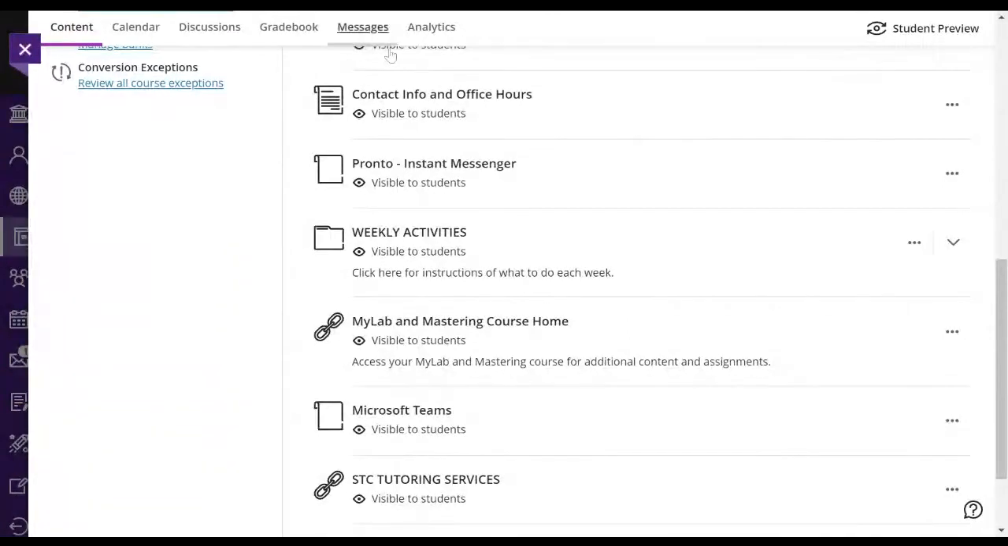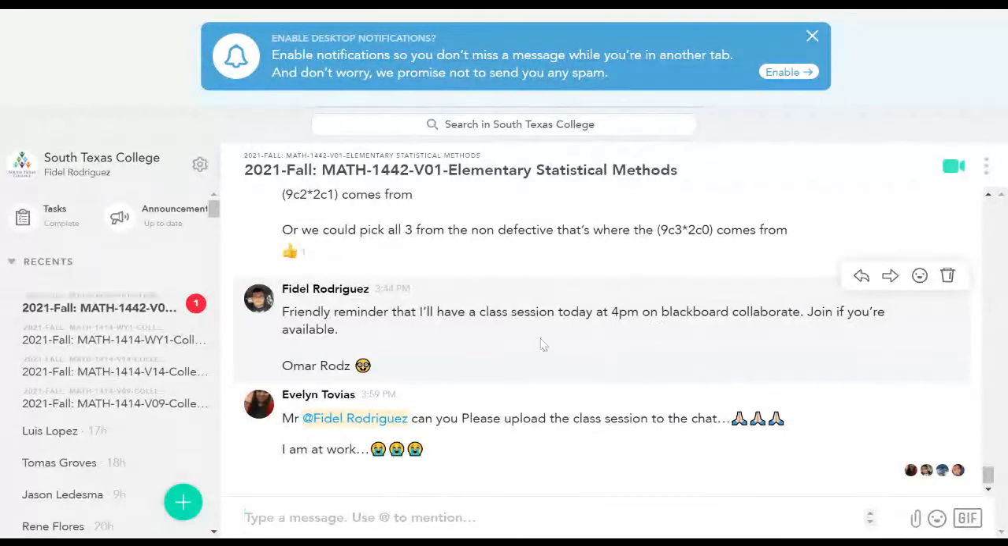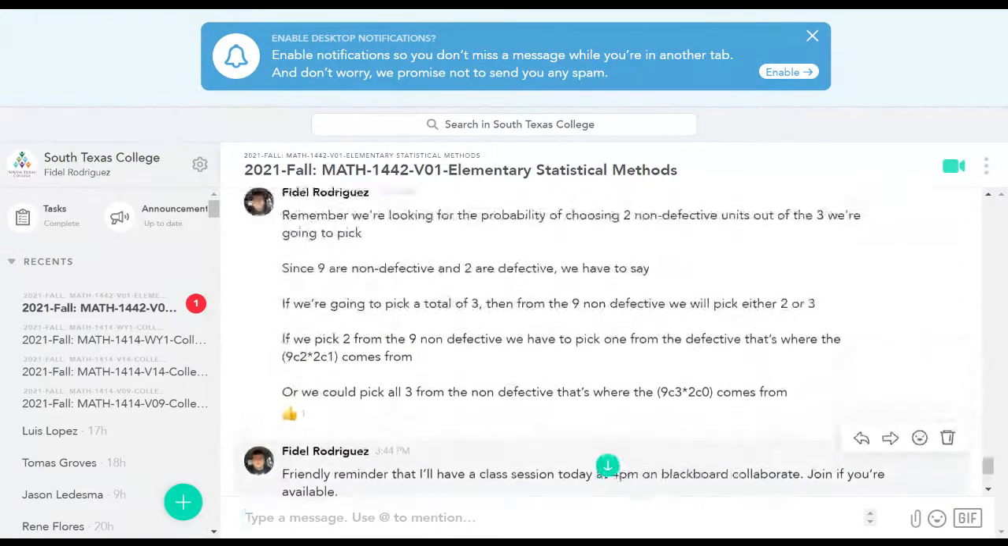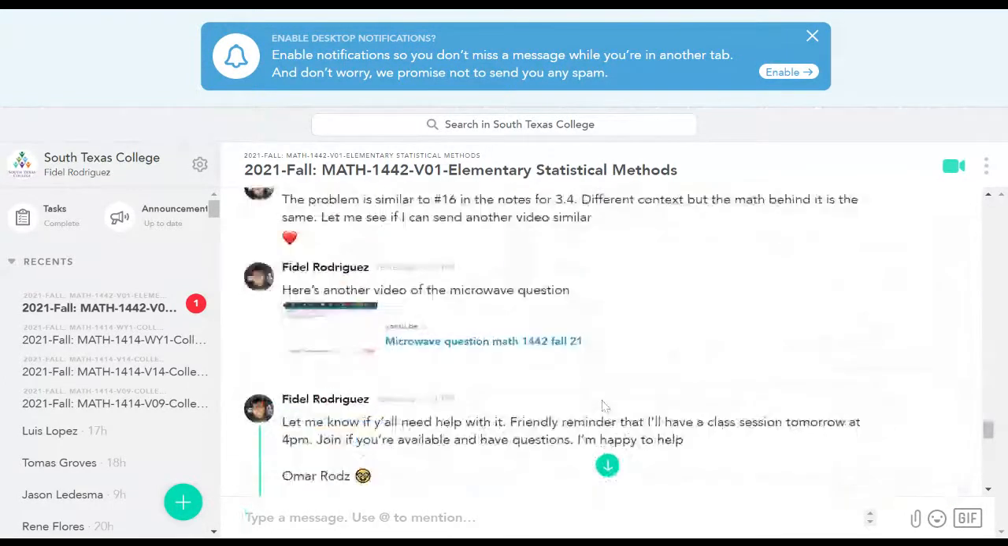So look, y'all can see my screen, and if I click right here on Pronto, let me share that one with you guys too, because that one's not coming up. Okay, so you can see right here, here's our class. Evelyn replied, saying, "Yeah, please record it." She's at work, definitely. But I want to show you something right here. Here's the problem that I did earlier. You can click on this one here.